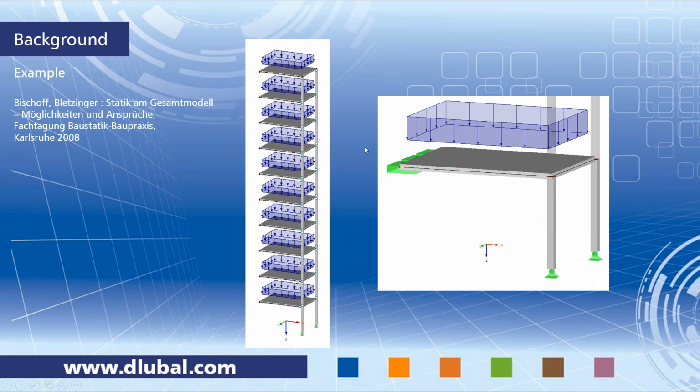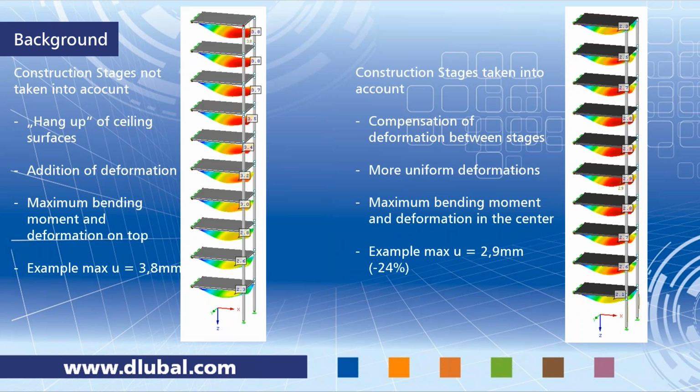So if you would calculate this model in RFEM as the whole model, it will look like the left graphic. And there you can see construction stages are not taken into account. So there's just one calculation for the whole building. All the 10 stories are calculated in just one step with all the 10 surface loads. And you can see in the graphic of deformations in the results that the deformations are increasing to the top of the building. That means we have the minimum deformation on the bottom, we have the maximum on the top in the red color. And this is like a hang-up effect of the ceiling surfaces. So there's an addition of deformation from the bottom to the top, and you will find the maximum bending moment and the maximum deformation on top.